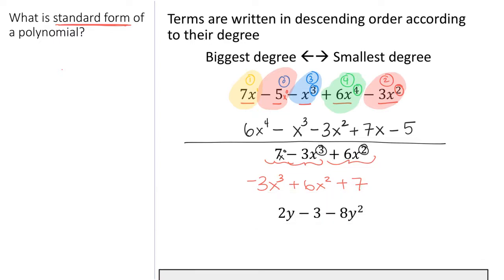Last example, I have a negative 8y squared, because that has a power of 2. I have a positive 2y, and then I have a negative 3. So my exponents go 2, 1, and then nothing. And as a reminder, just make sure there's pluses and minuses in between each and every term.